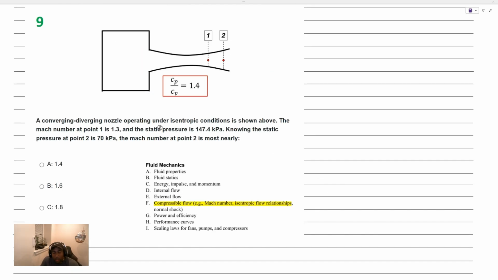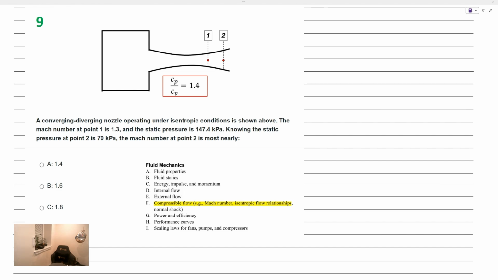All right, in this problem, we're going to be reviewing the idea of compressible flow. We're going to talk about the definition of Mach number, some of the isentropic flow relationships, and the idea of the converging-diverging nozzle and how we're able to achieve supersonic flow. So let's go ahead and get right into it.